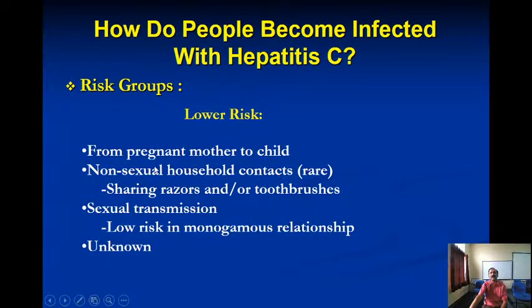Lower risk is there from pregnant mothers to the child. Non-sexual household contacts, if they are sharing razors, toothbrushes, I doubt if anybody does, but anyhow, toothbrushes should also be mentioned. Sexual transmission is less in a monogamous relationship, but in a person who has multiple partners, it's possible.